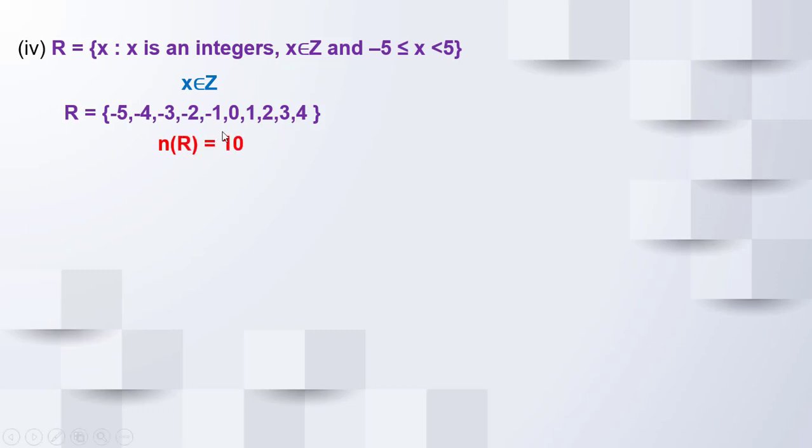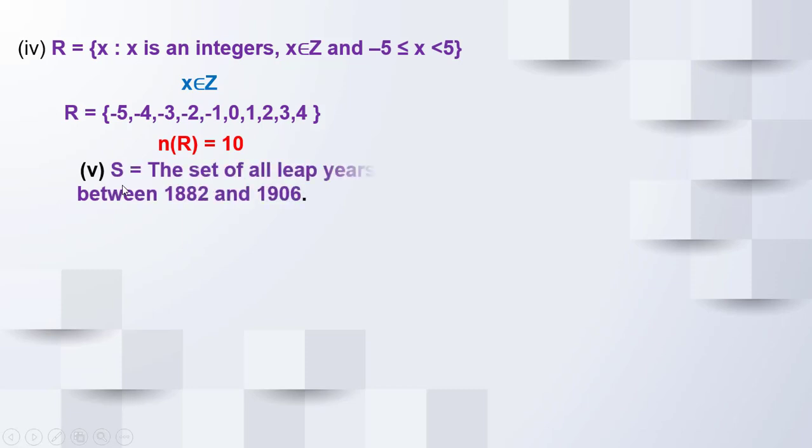Now let us go to the next subdivision. Here we have the set S. The set is the set of all leap years between 1882 and 1906. We know leap year means in February we have 29 days. That is, if we divide the year by 4, there will be no remainder.